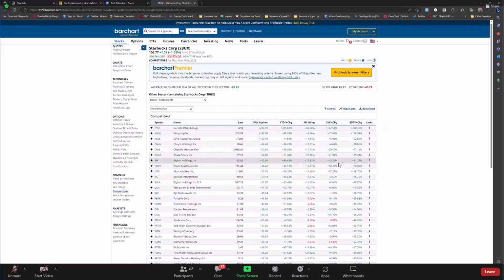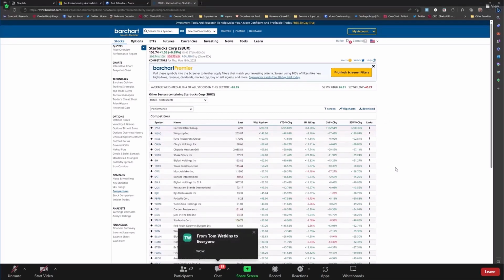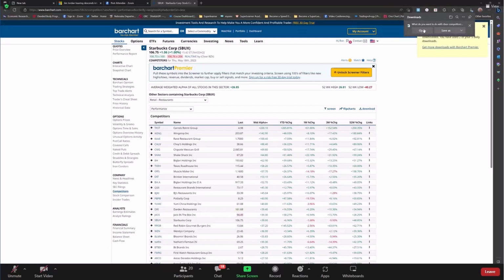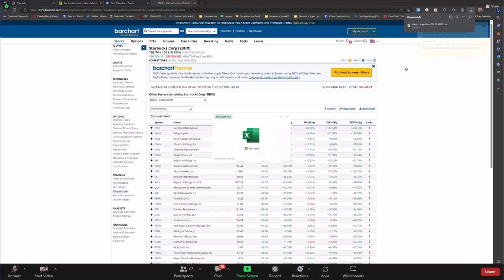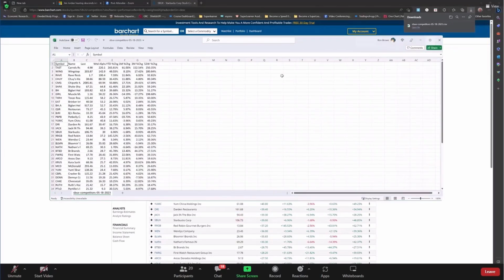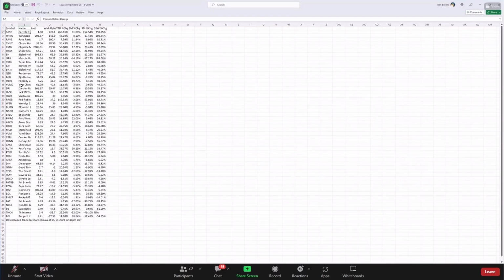So let's say I want to see how Starbucks is doing compared to other restaurants. Here's what I do. I'm going to click download and open this, and it's going to open Excel. I'm going to get in this column right here and swipe down. No, I don't want that. Wrong column, sorry. I want the symbols. Do a Control C.